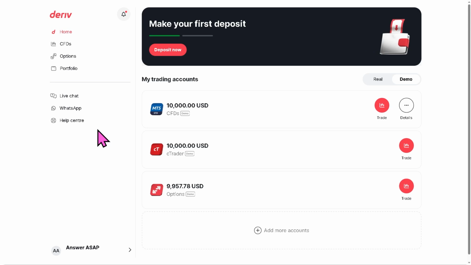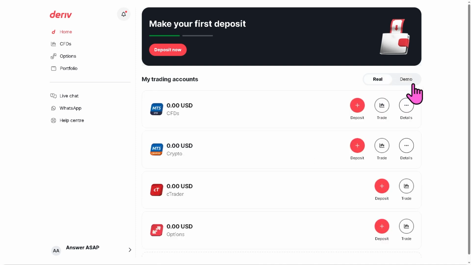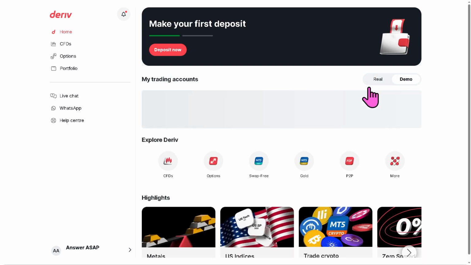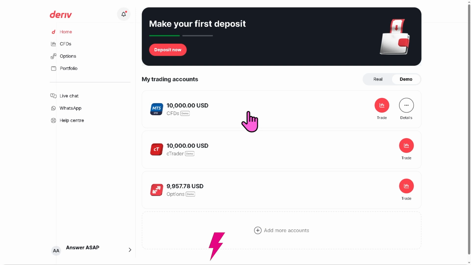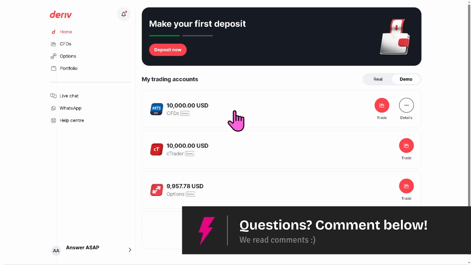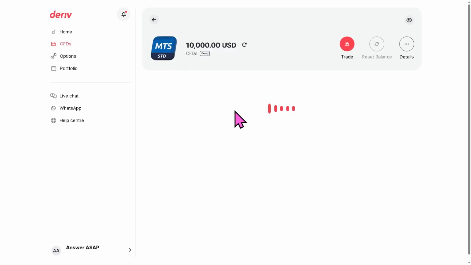to continue practicing, all you have to do is go to the trading accounts. You want to make sure that you are on the demo section and then choose your trading platform. In our case, I am choosing MT5. Click on it and you will be forwarded here.